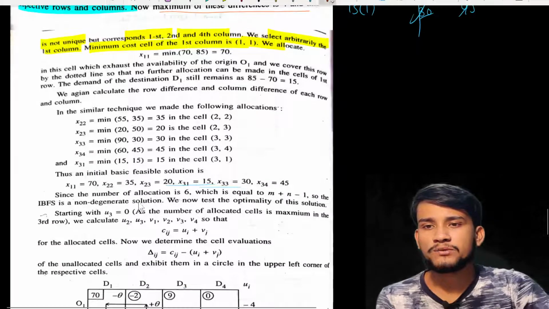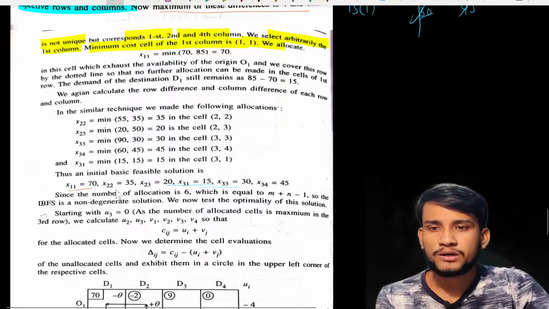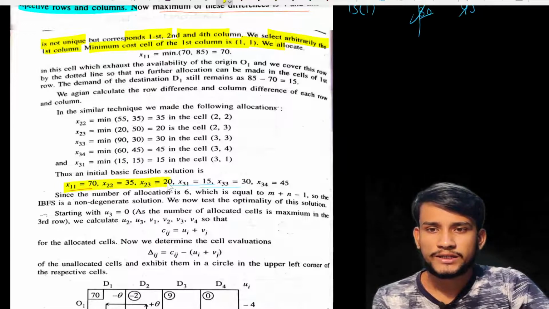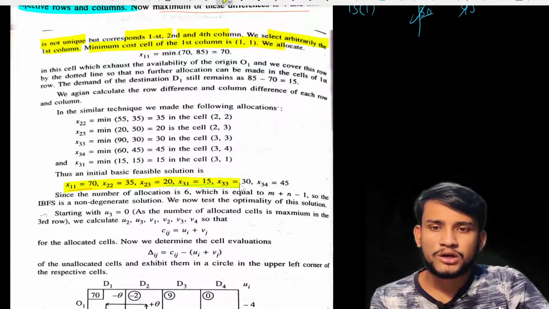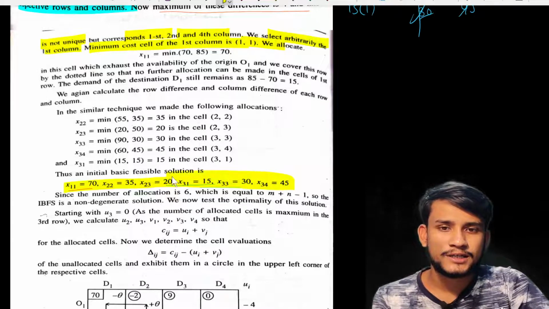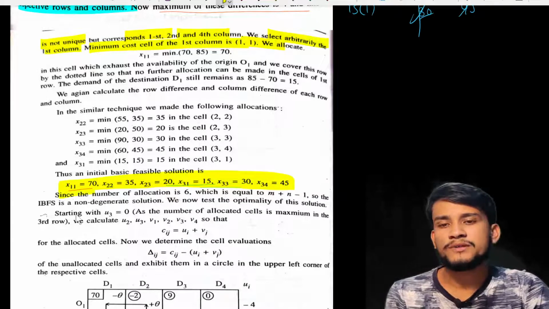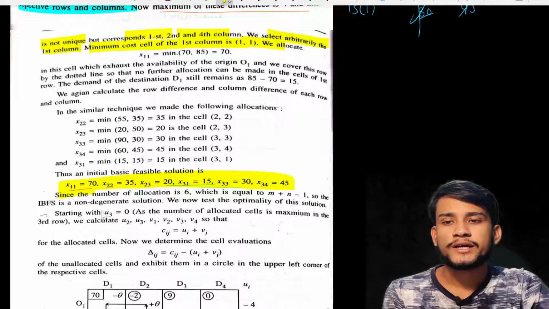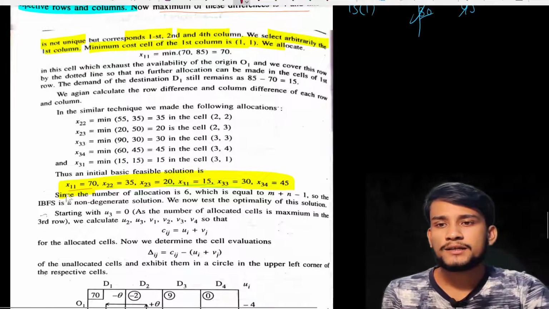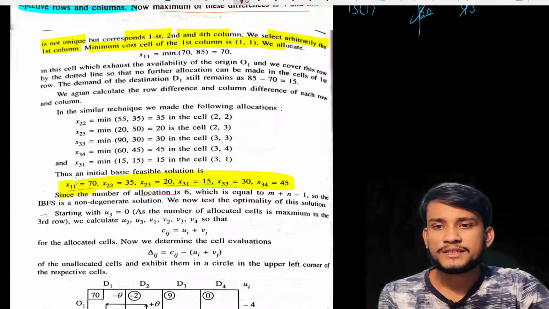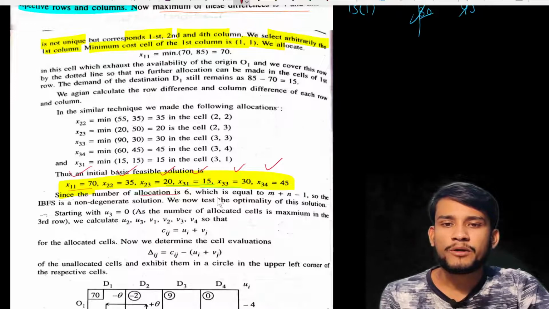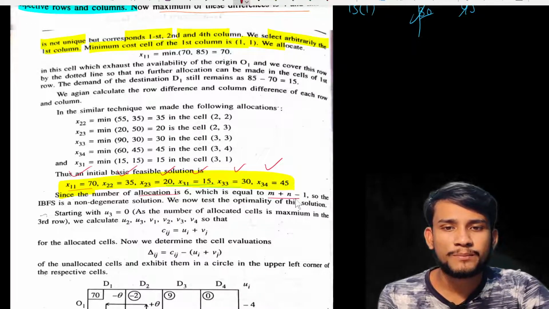Then after this VAM method we get the evaluation: x11 equal to 70, x22 equal to 35, x23 equal to 20, x31 equal to 15, x33 equal to 30 and x34 equal to 45. This is the evaluation and this is the initial basic feasible solution. Okay, so see, since the number of allocations is 6, 1 2 3 4 5 and 6, the number of allocations is 6, which is equal to m plus n minus 1.